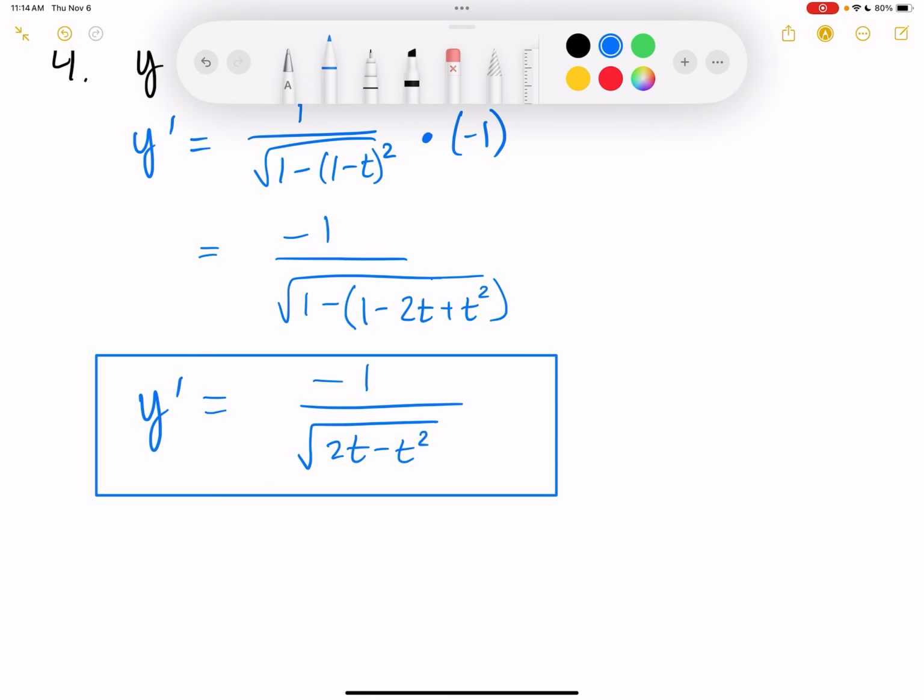All right, 8. We've got y equals 1 over the inverse sine of 2x.